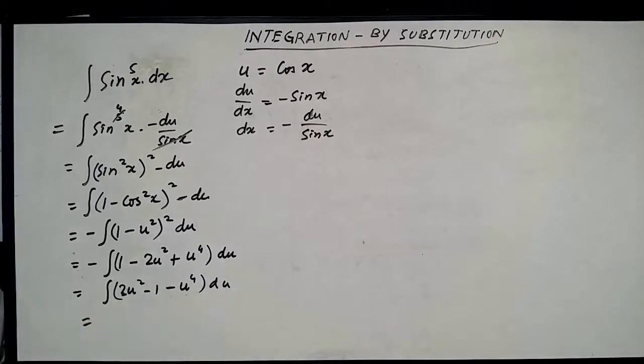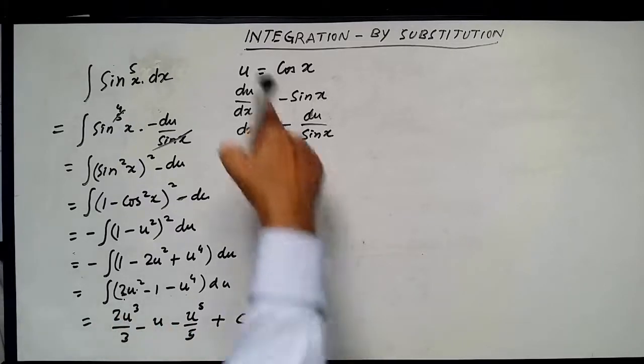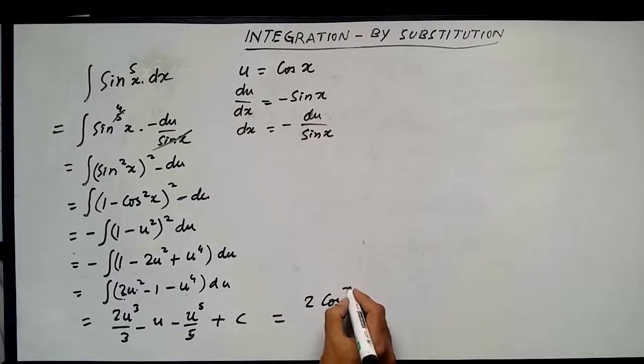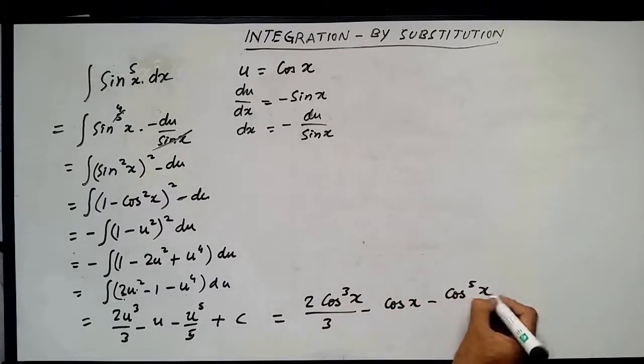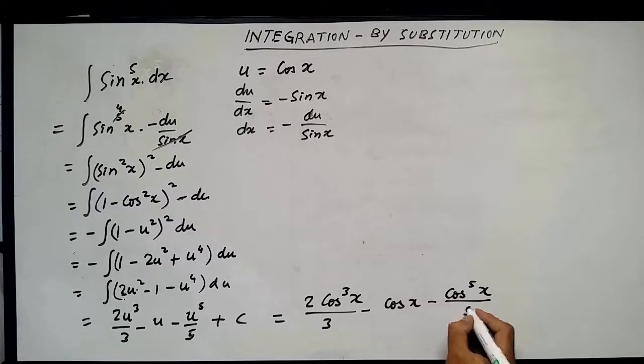So it becomes a very simple integration problem now. Integration of 2u squared is 2u cubed by 3. Integration of 1 is u, and integration of u to the power 4 is u to the power 5 by 5. And we add the constant of integration. And now we just have to replace u by the expression that we have substituted, that is cos x. So it is 2 cos cubed x by 3 minus cos of x minus cos to the power 5 x upon 5 plus c.